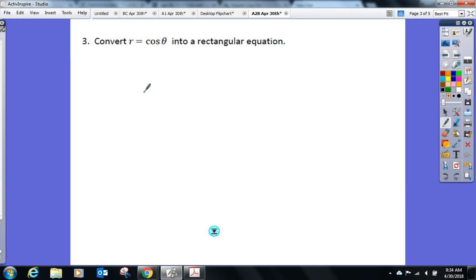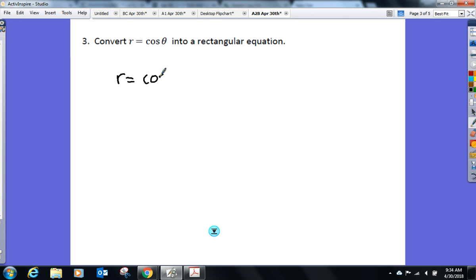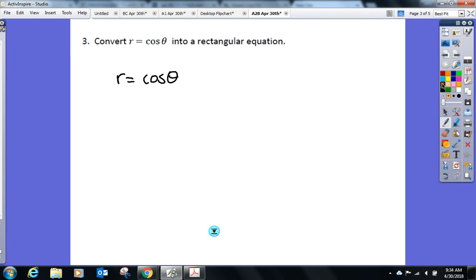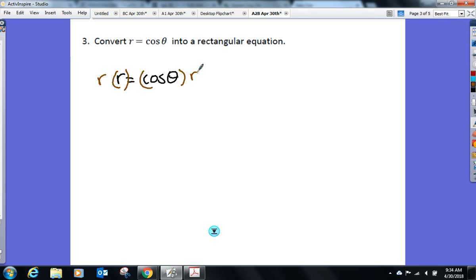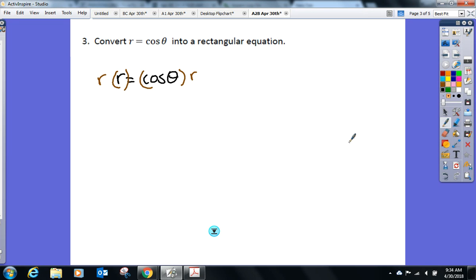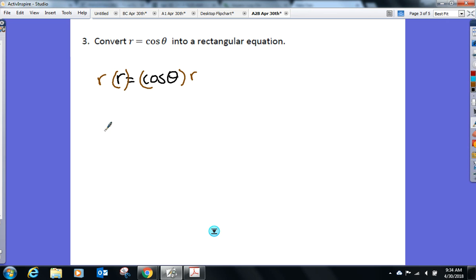So everyone ready? I'm going to take r equals cosine theta. I can't do anything with r, but I can always do something with r squared. So yes, I'm going to multiply both sides by r. Watch this magic now. All right, help me out. On the left side, what do we have? r squared equals, what about this bad boy? r cosine theta.